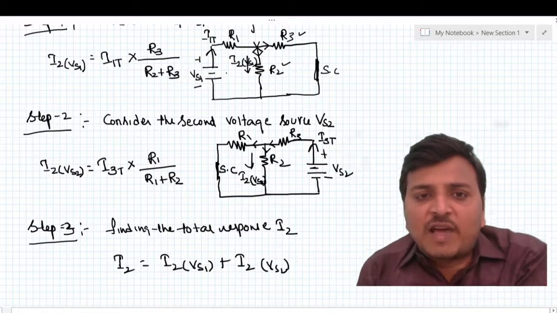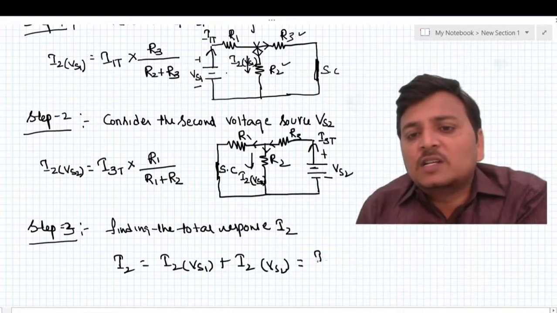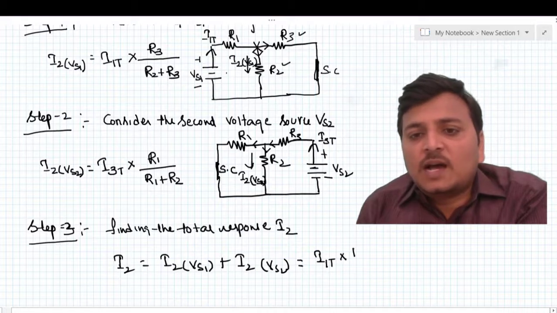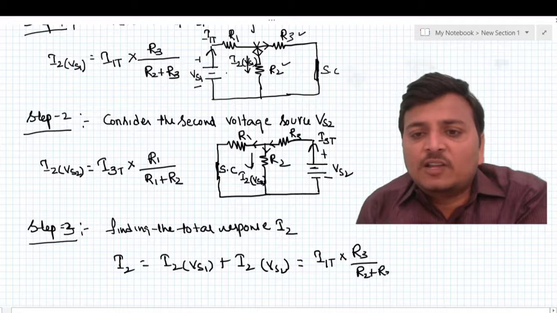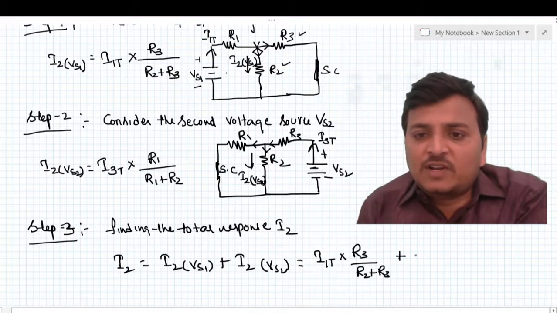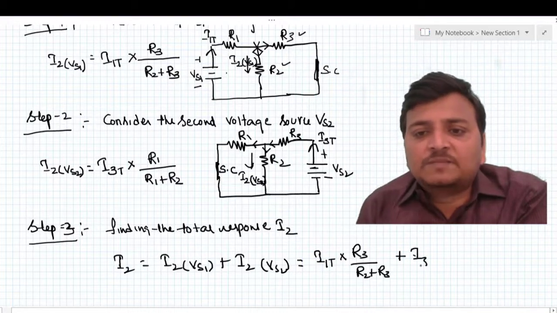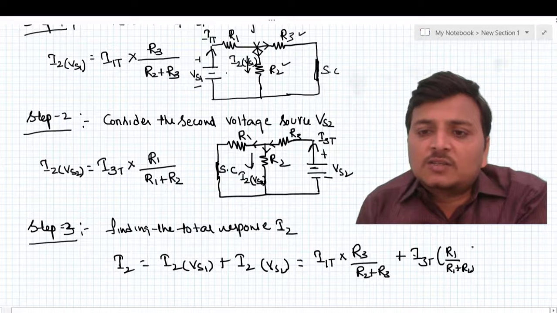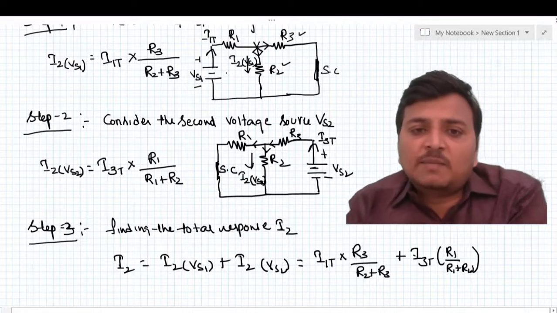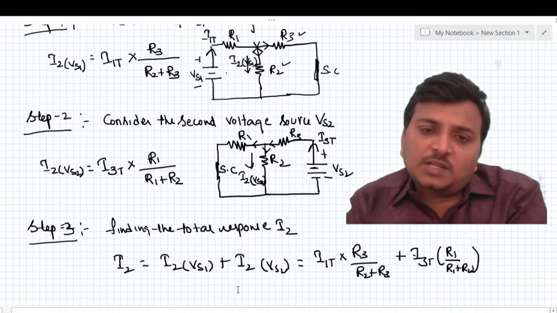So these values are: I1T times R3 divided by R2 plus R3 is the first value of the response due to the first source. The second one is I3T divided by R1, times R1 by R1 plus R2. Right? So this is the complete response, and this is the complete procedure to apply the superposition theorem.